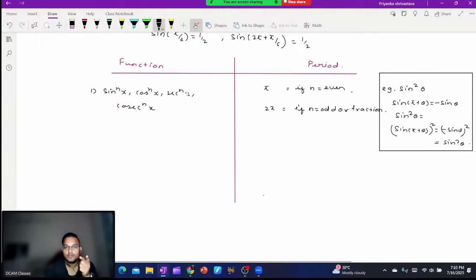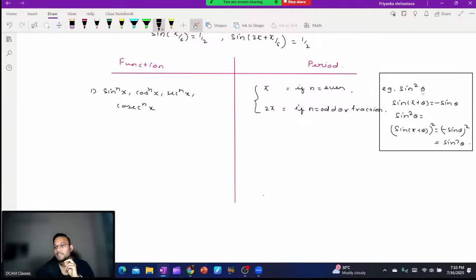So I am listing out some functions and their periods. Later you will understand how to find the period of a combined function. For sine power nx, cos power nx, secant power nx, cosecant power nx, the period is pi if n is even. Period is 2 pi if n is odd or fraction.